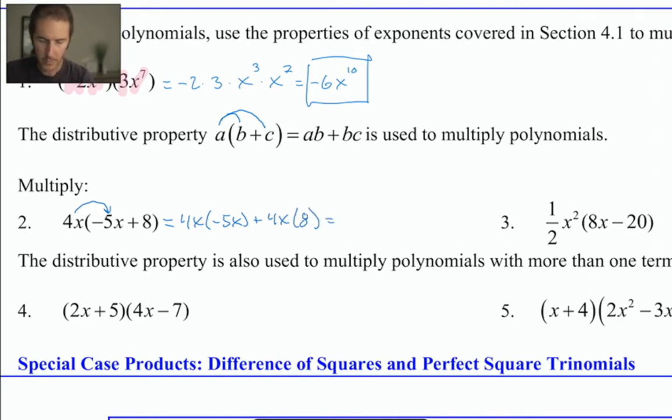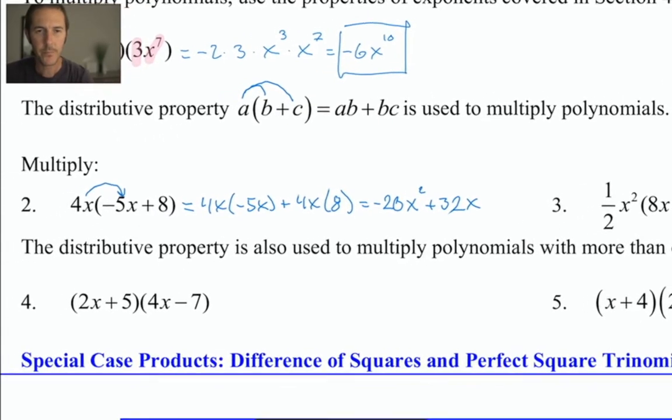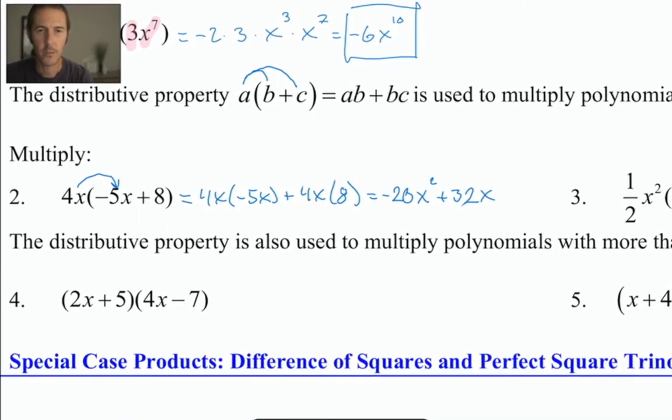And then we can clean this up a little bit. The 4x times the -5x, the 4 times the -5 gives us -20. The x times the x gives us x squared. And then in our second term here, the 4 times the 8, 8, 16, 32, it's a +32. And then we only have one multiple of x. So for some of you, it's going to be very beneficial to do that in a very slow and organized way to make sure that you get all those factors to come along with you on your way to a final answer.